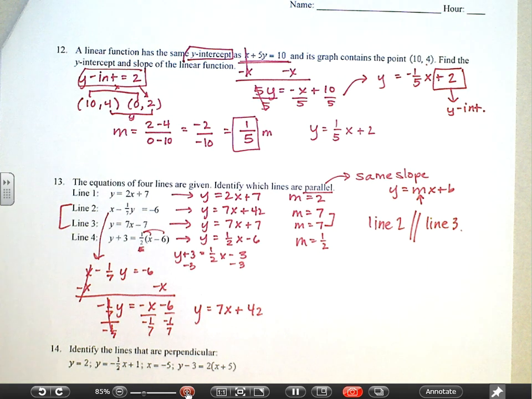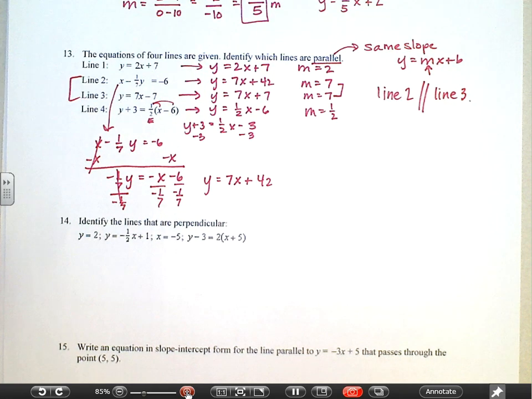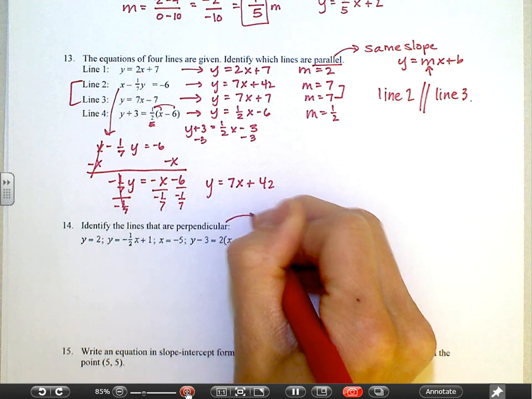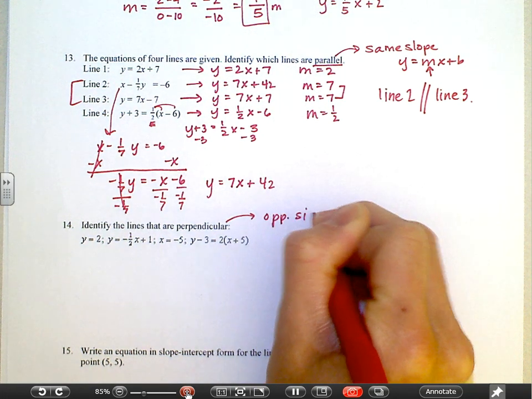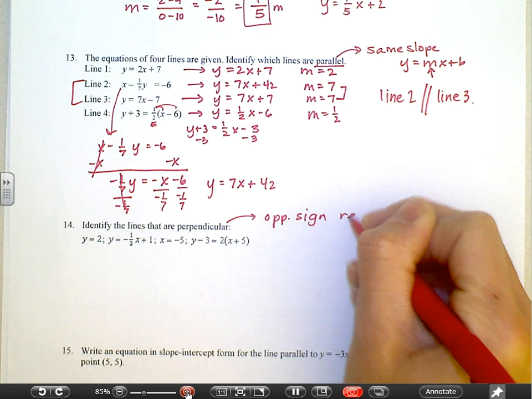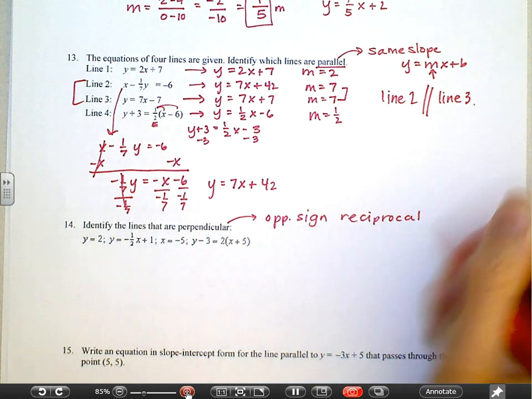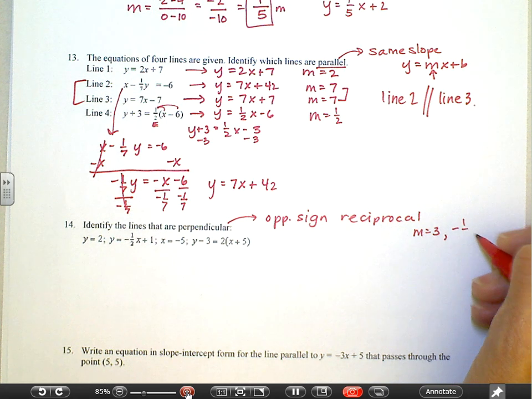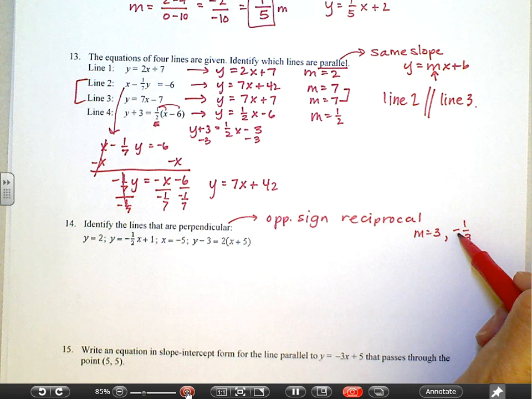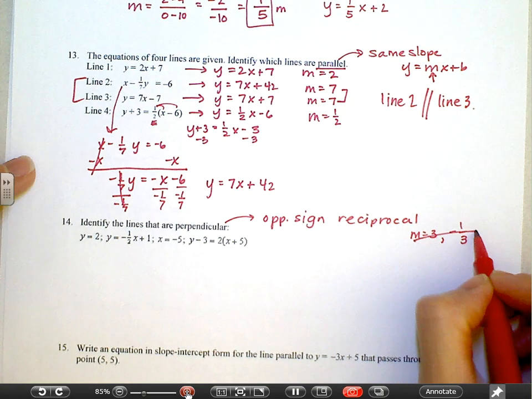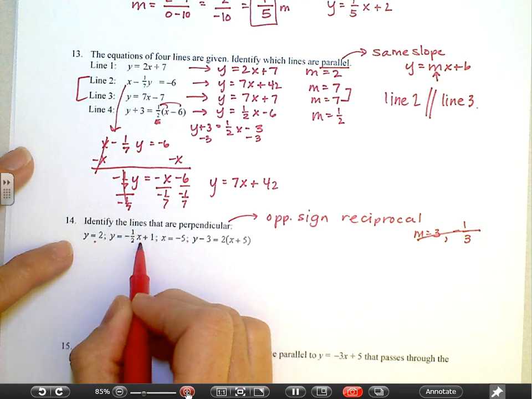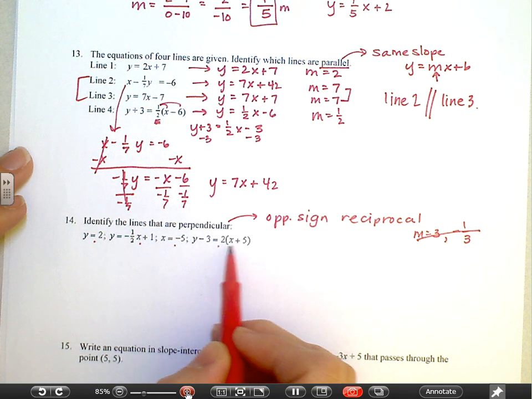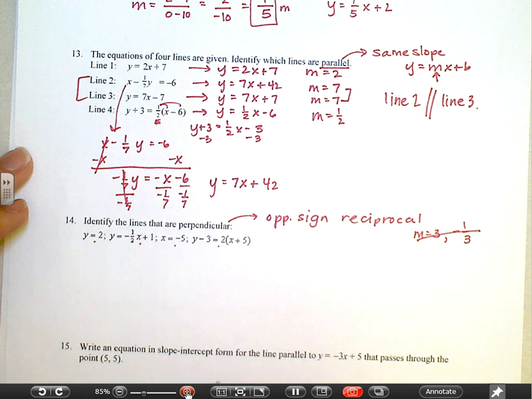All right. Now 14 says identify the lines that are perpendicular. Okay, well, perpendicular means we have opposite sign reciprocal. Just so you recall, if a slope was 3, a perpendicular one would be -1/3. Okay, opposite sign, reciprocal. All right, so we have y equals 2, y equals -1/2 x plus 1, x equals -5, and y minus 3 equals 2x plus 5.